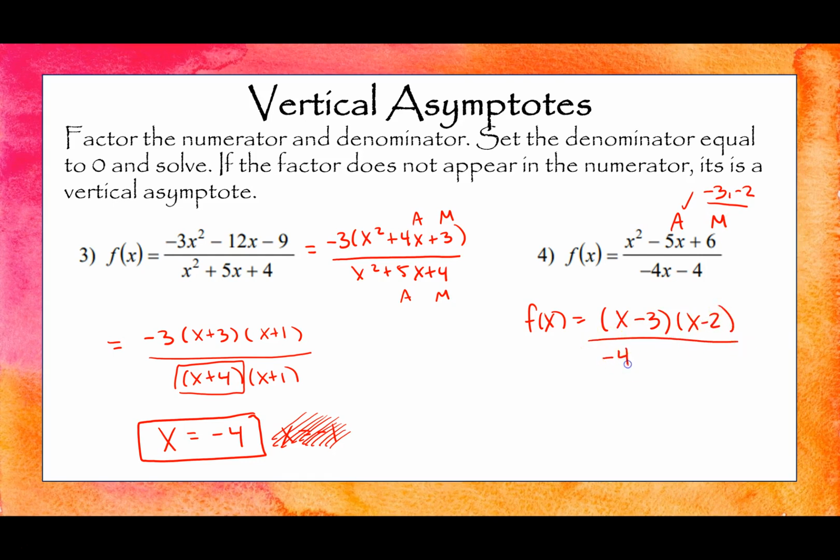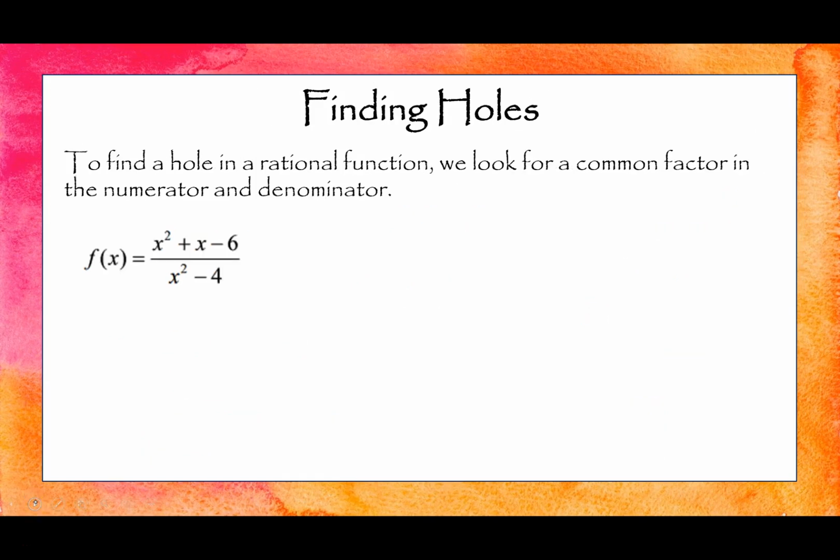Pulling out the -4 here, I'm left with an x plus 1. And so my only asymptote is going to be x equals -1. And I have to check to see, does x plus 1 exist anywhere up here? And it does not. So it will remain a vertical asymptote. All right, sweet. So now we're going to tackle holes.